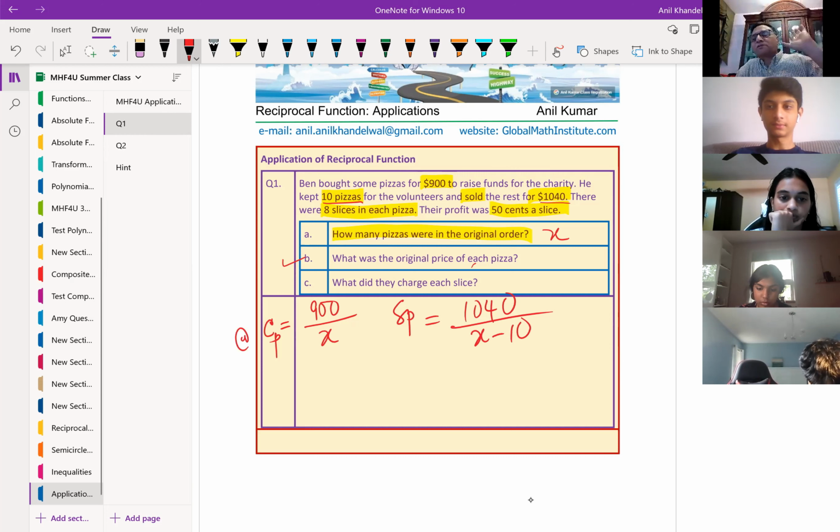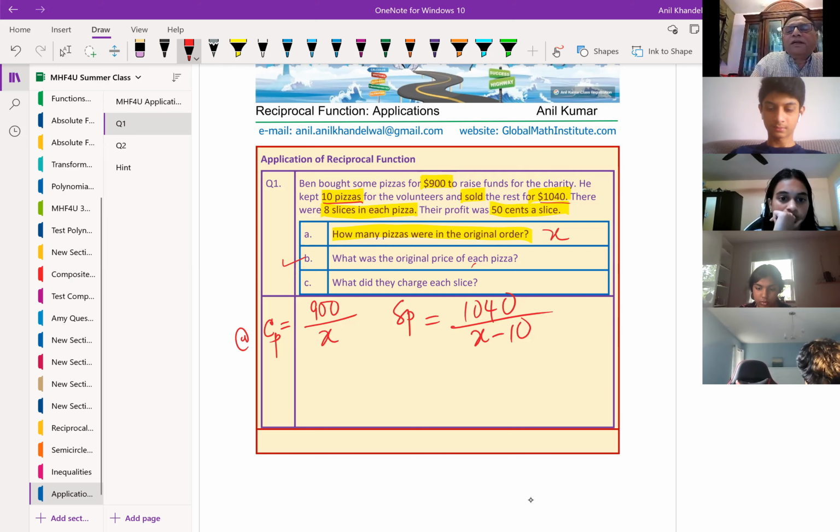Out of the whole lot, out of X which were purchased, 10 were not sold. Only X minus 10 were sold. Therefore, when you were selling, there was a selling price of each pizza, right? Which will be 1040 divided by X minus 10, correct? Is this clear to everyone?